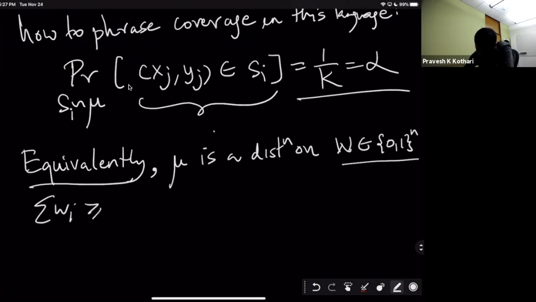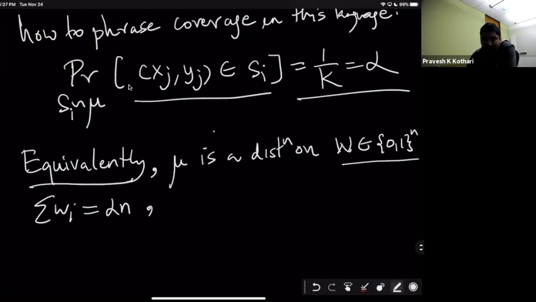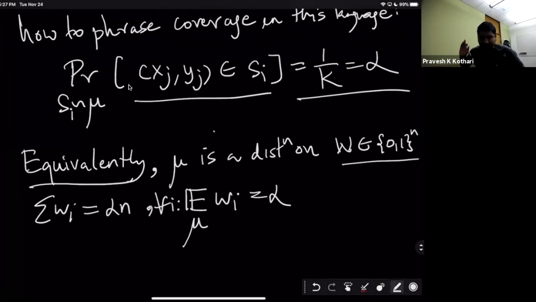And it satisfies that the sum over wi is exactly equal to alpha n, right? And observe that this is simply asking what's the chance that wj is equal to 1. So the probability that wj equals 1/k is equivalent to saying that the expectation of wi for every i equals alpha. Okay, so far I've done nothing. I've translated things, but I want to pause and see if everything is clear to you.